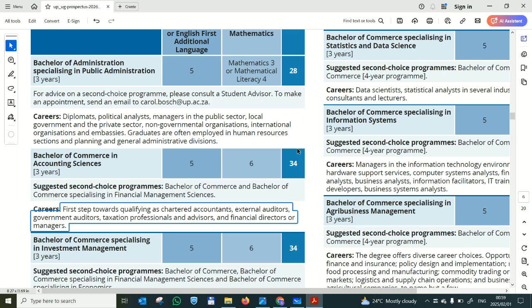If you look at the APS, they said the total APS for a Bachelor of Commerce in Accounting Sciences is 34.